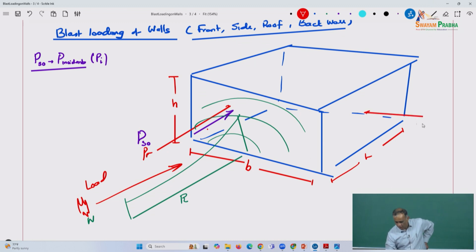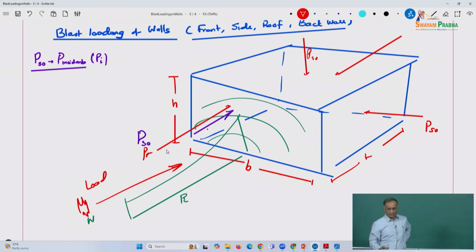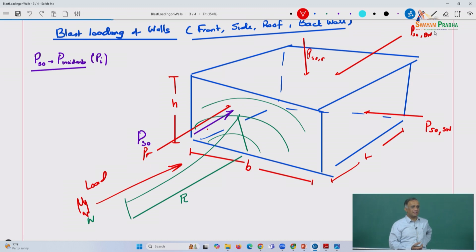On these walls you only have PSO, here you have PSO, and on the back wall it's also PSO. So for structural purposes, let's say this is the side wall, this is the roof, and this is PSO on the back wall. If you are considering it just like you would do for wind, which has additive leeward and windward components, similarly you can do an analysis based on these pressures.